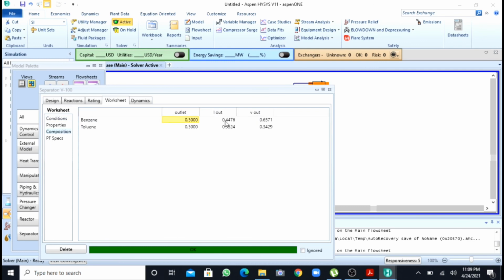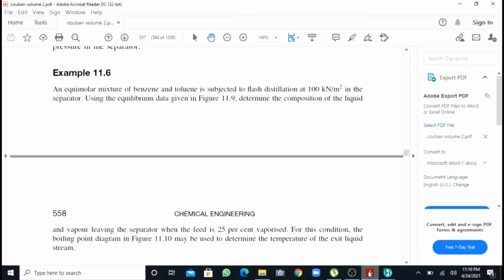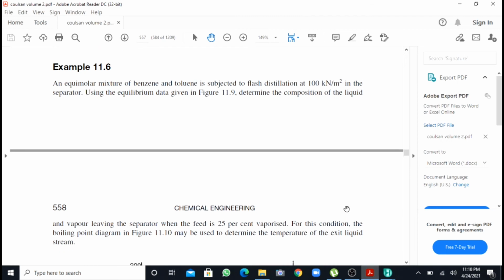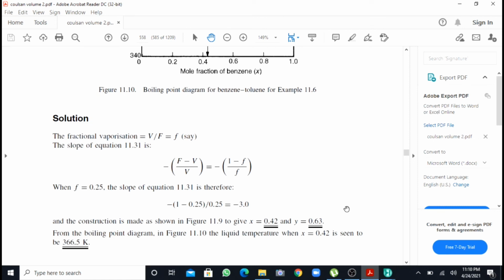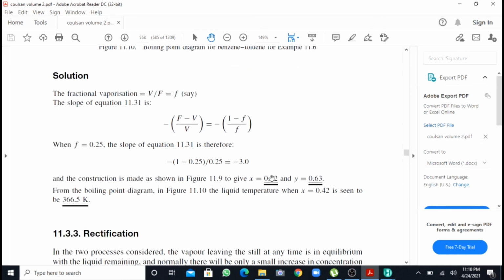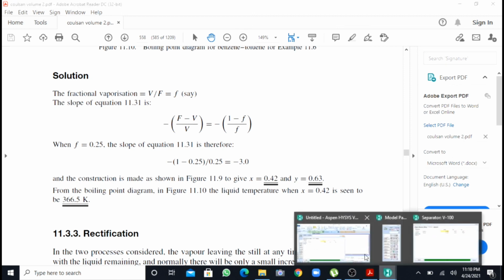I will move to the composition, and here you will see that the benzene in the bottom product is 0.4476, and in the vapor or top product it is 0.6571. So we can compare our results with the composition given in the example. I will scroll down and you will see that benzene in the top product is 0.63 and in the bottom is 0.42, and in the simulation our answer was 0.65 and 0.44. So these answers are very near to what we simulated in Aspen HYSYS.